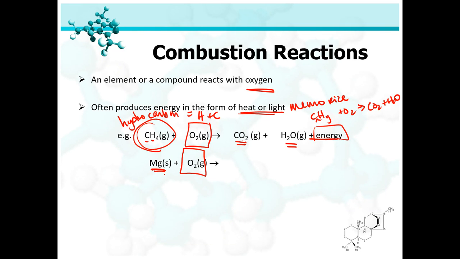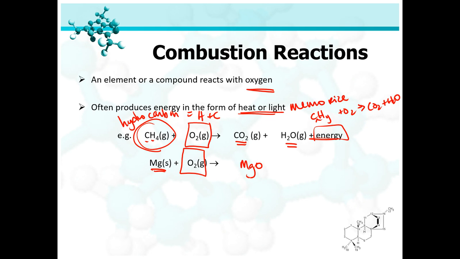This is not a hydrocarbon. In its combustion, we are not going to make carbon dioxide and water. There's no carbon. There's no way to make carbon dioxide. There's no hydrogen. There's no way to make water. This guy is actually going to rust. It's combustion, but for us, we're going to talk about these metals kind of rusting when they combine with oxygen. So we're going to make magnesium oxide.